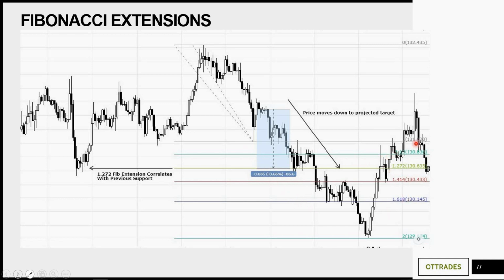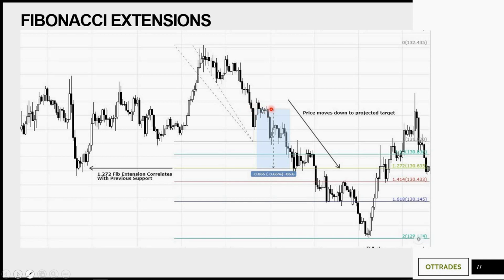So you can see here we've got this, you can't see it very well, but it's the 113 zone, that 113 zone we mentioned before, 1272, 1414, 1618, and 200%. So that 200% is the same distance from our swing high to our swing low projected down. So this move here is exactly the same distance as this move here. I hope that makes sense.